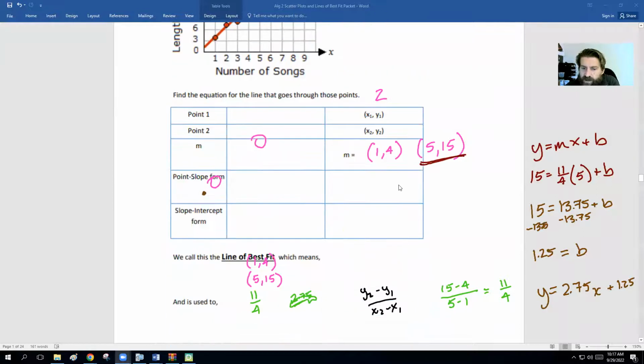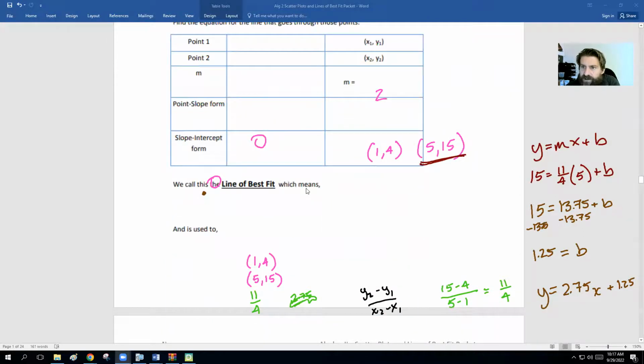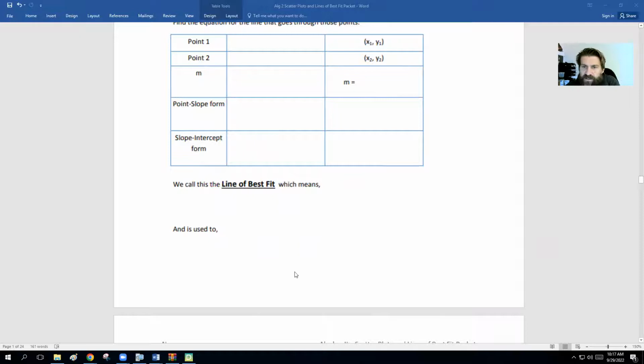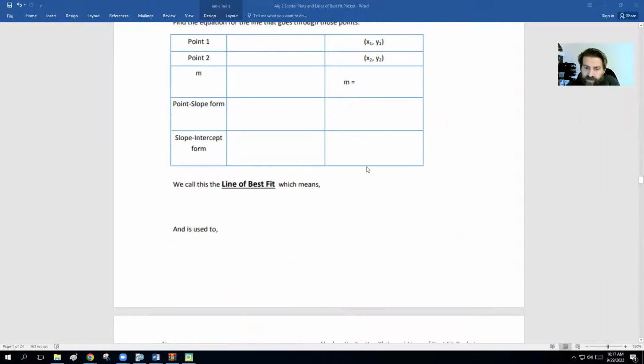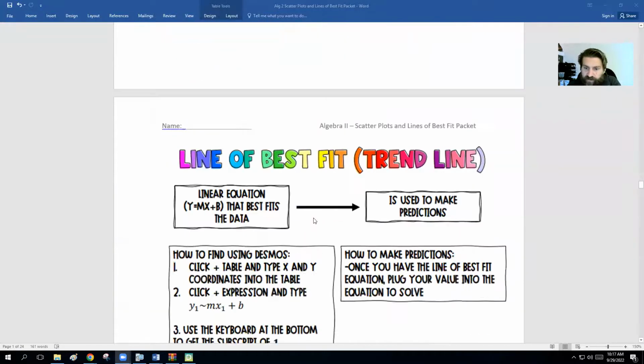All right, so what we can do is, this is called a line of best fit, and we can use this to predict other values. So maybe we could predict the length of the CD if we have 12 songs, because all we would have to do is take our equation and plug in 12 for x, and the y we would get would be the length of the song.